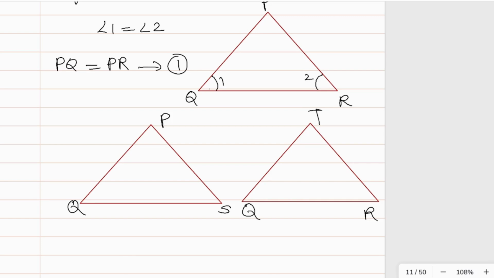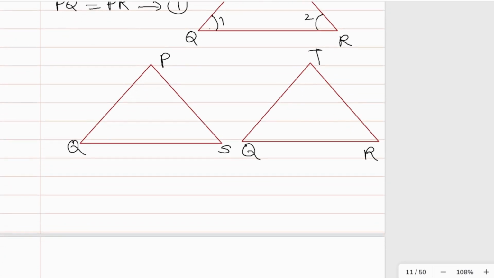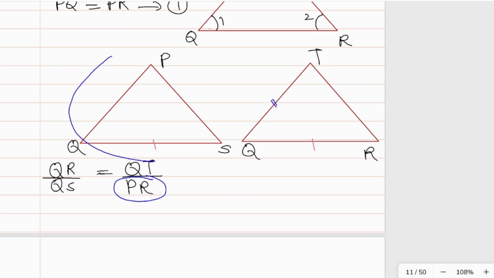Now, one more thing is given in the question. What is given? QR by QS equals QT divided by PR, right? If you are checking here, QR belongs to this triangle, QS belongs to this triangle. And now here comes the QT. QT belongs to this triangle, but the denominator is PR. Now we have to check whether this PR has any connection with this triangle.